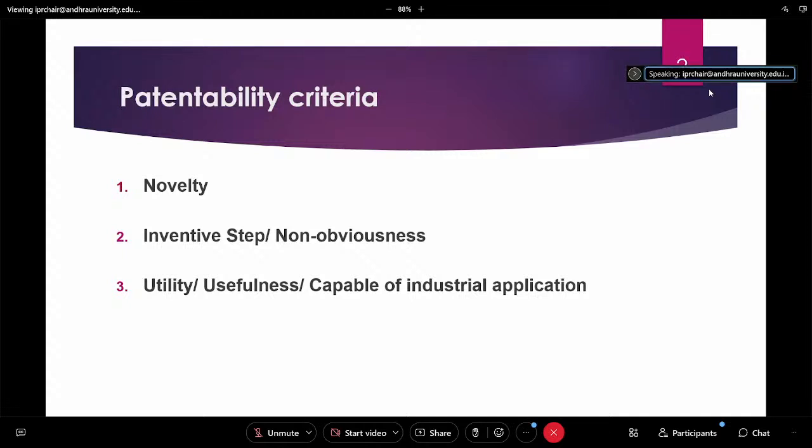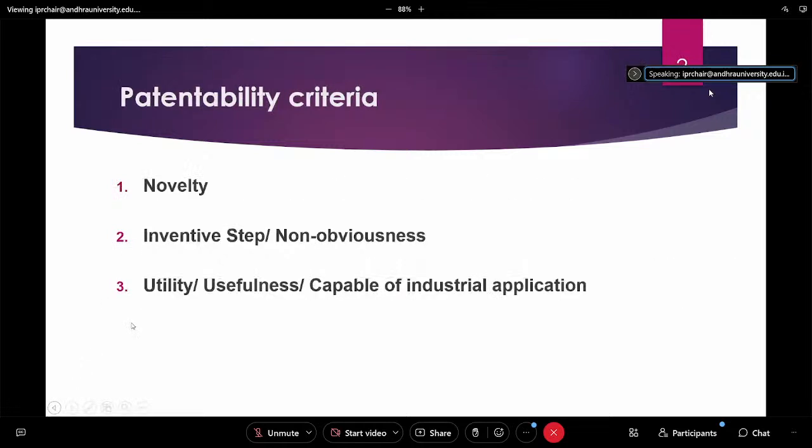So the last term, capable of industrial application, is used in the Indian Patent Act. Non-obviousness is used in the US, and utility is also used in the US. Okay, we should be bothered about India only.